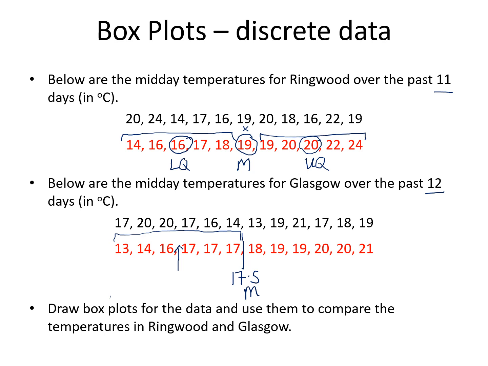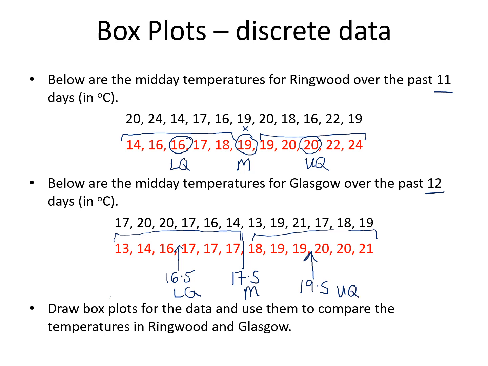Right, so my lower quartile is halfway between these two, so that's going to be 16.5. That's my lower quartile. And my upper quartile, I'm using all of these 6 numbers, so my upper quartile is halfway between those middle two, so my upper quartile is going to be 19.5.